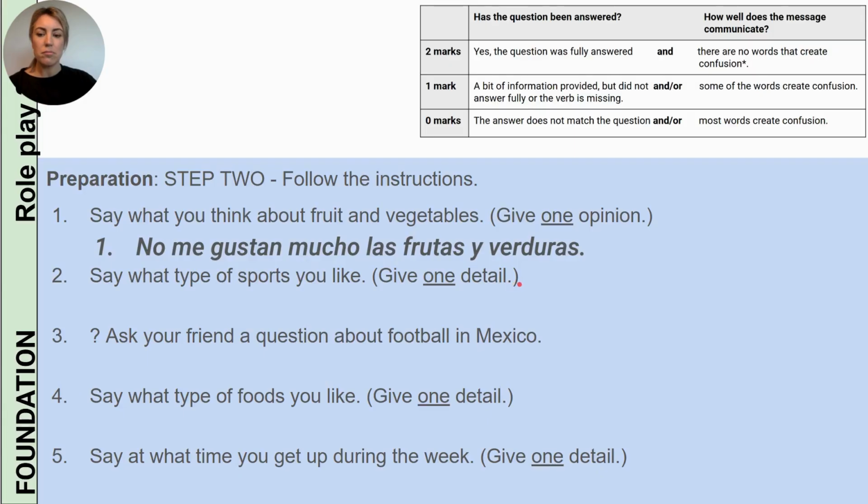Number 2. Say what type of sports you like. So one detail. Me gusta o hago natación. There we go. I am including a verb in each of them, so that's perfect. I'm going to stick to hago natación later, I think.